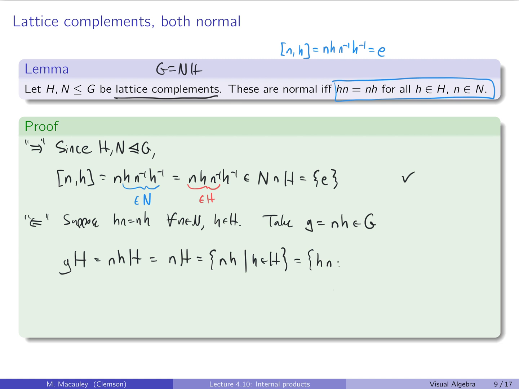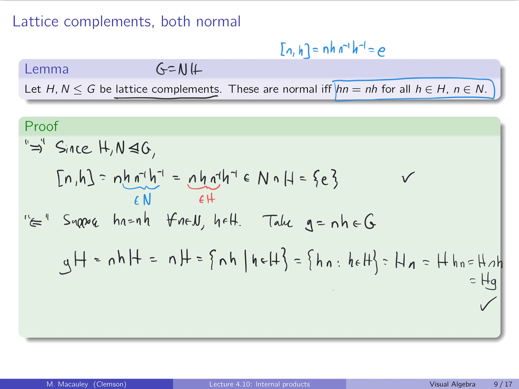hn for h in H. And this is precisely Hn. So this left coset is equal to a right coset. We don't need to put the h back in here, but we certainly can. We can write this as big H, little h, n. Since h and n commute, we can write this as big H times n, or big H times nh, which is big H times g.